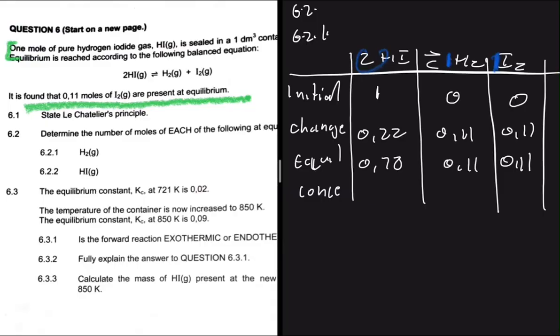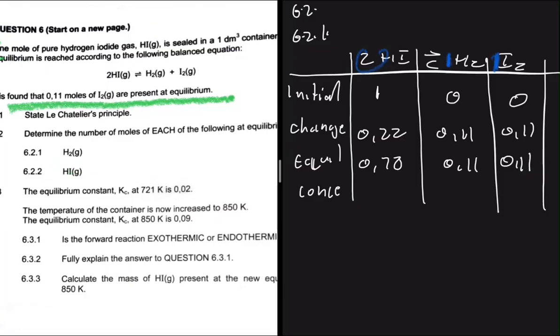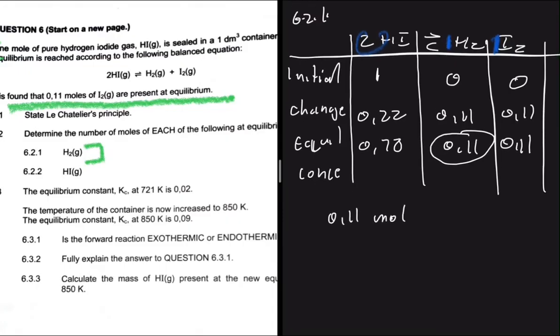So 6.2.1, we're looking for the number of moles of H2 at equilibrium. So here they are, 0.11. So we have 0.11 moles. And then the number of moles of HI at equilibrium, here they are, we have them now, right? We have 0.78 moles, right? And all this work just for 1 mark.